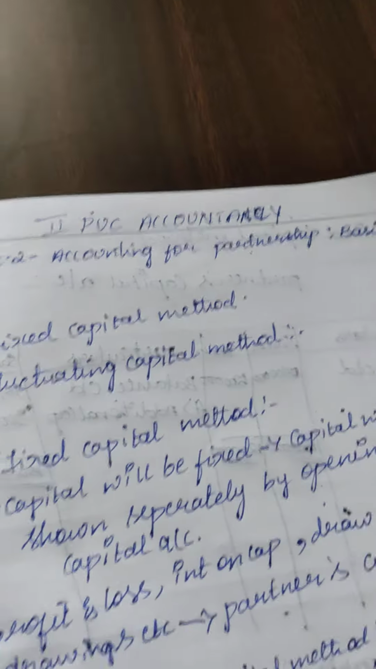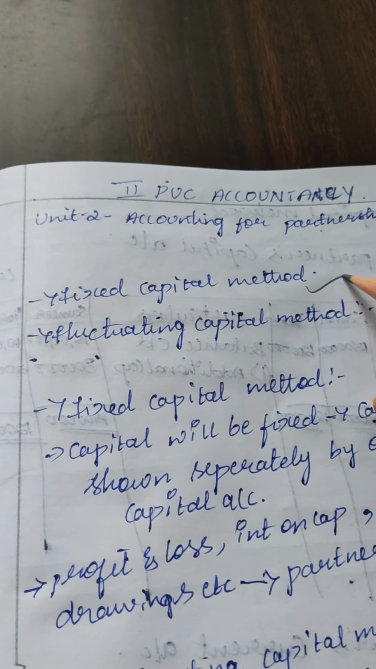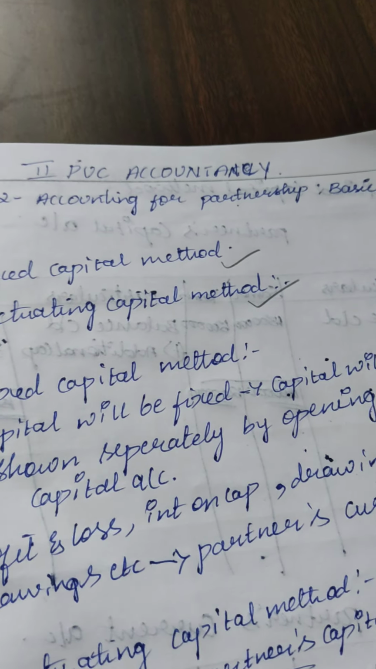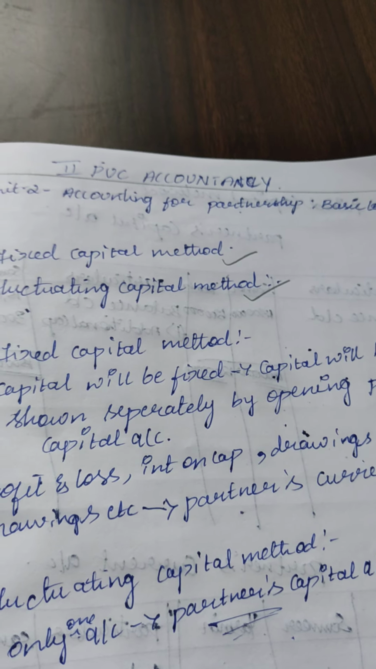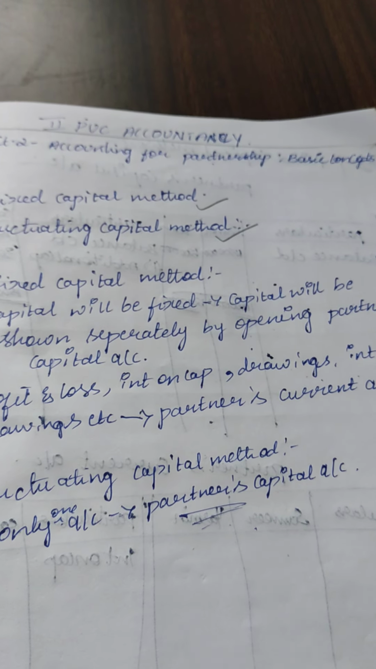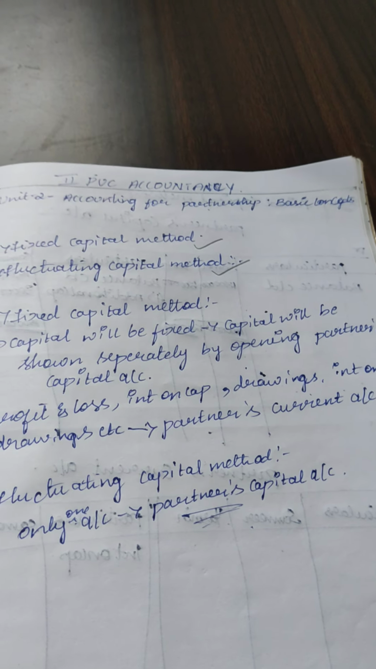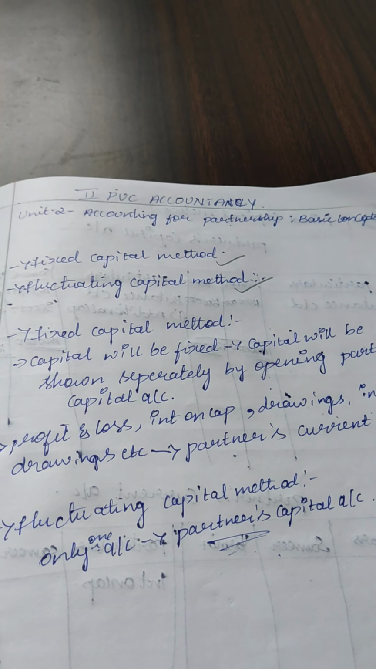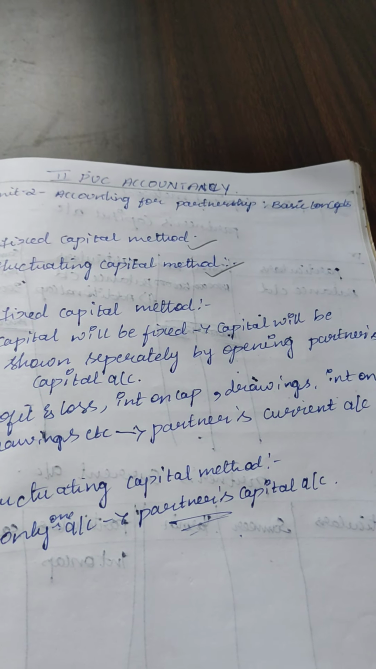So profit sharing ratios. And we have two methods for calculating: one is the fixed capital method and the other is the fluctuating capital method. Under the fixed capital method, the capital of the partners will be fixed. It will change only when additional capital is introduced or when they withdraw an amount from the business. Otherwise, the capital will be fixed under the fixed capital method.